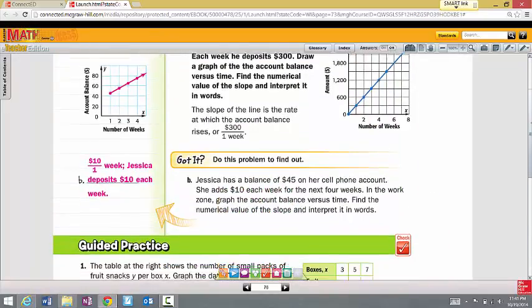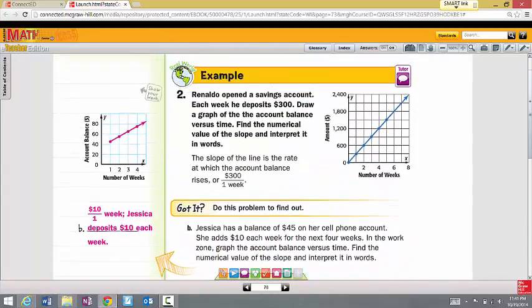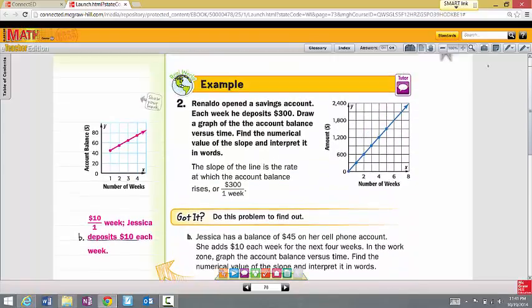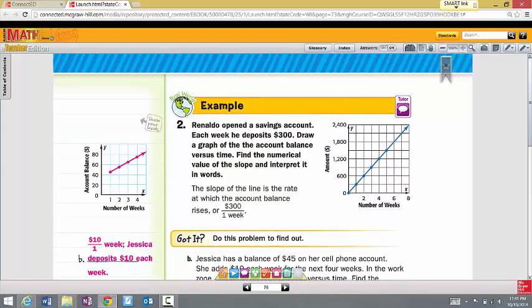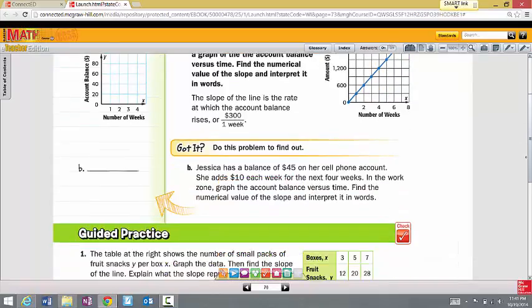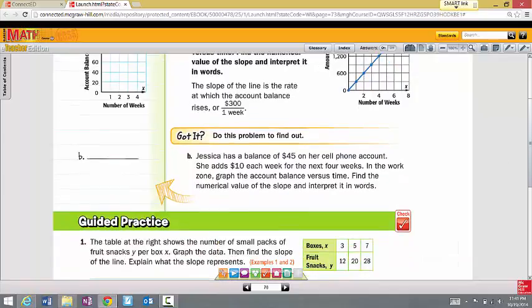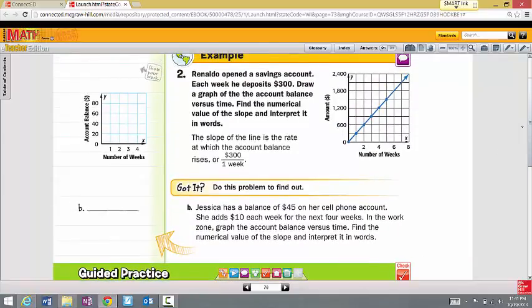Number 2. I'm going to skip number 2. Number 2 is the exact same thing, but we're going to go on to number 3. Number 3 is Jessica. Jessica has a balance of $45 on her cell phone account. She adds $10 each week for the next 4 weeks. In the work zone graph the account balance versus time, find the numerical value of the slope and interpret it in words.